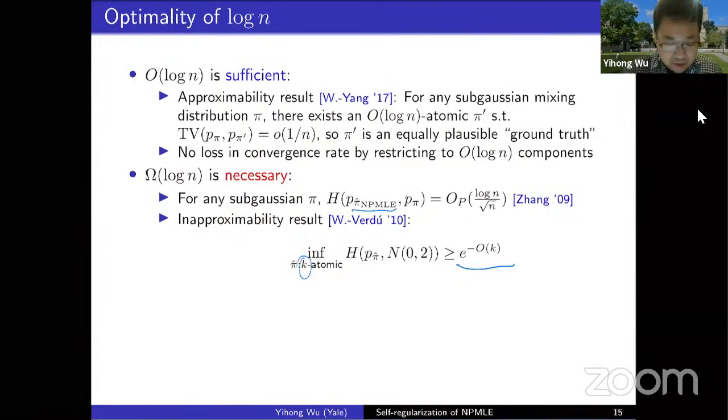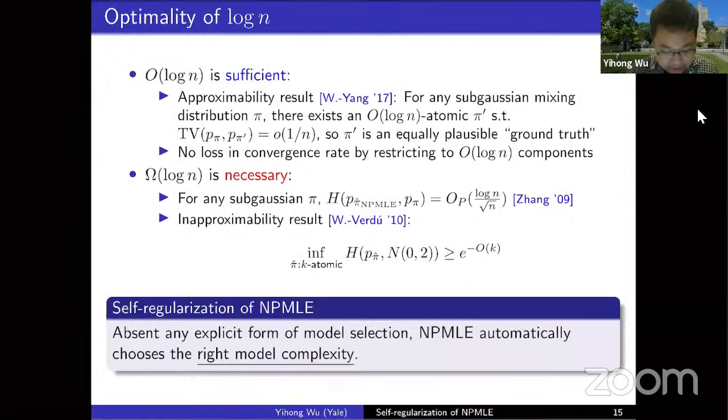So therefore, from these two perspectives, we conclude that log n is the right model complexity, and somehow without any regularization, this NPMLE self-regularizes and automatically chooses the right model complexity. So this is, I think, the most surprising result of this research, that you could get away without any regularization.